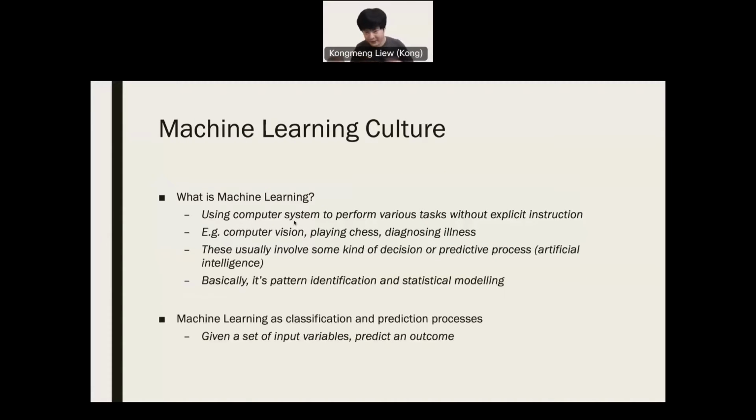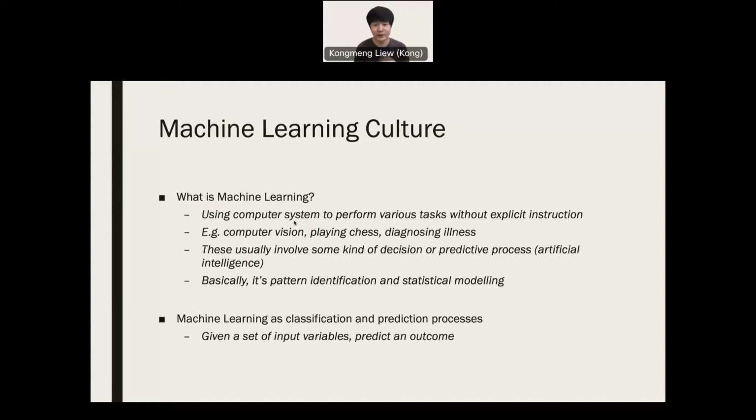And so before I really get into the talk, what is machine learning? Some of you might have heard of this term before, some of you might not. But basically when we talk about machine learning, we're really referring to using a computer system to perform various kinds of tasks without explicit instruction. So for example, if you have a lot of stimuli data set, you want a machine to identify a tree, a car, a person within this photograph, for example. So this would be an idea of computer vision.